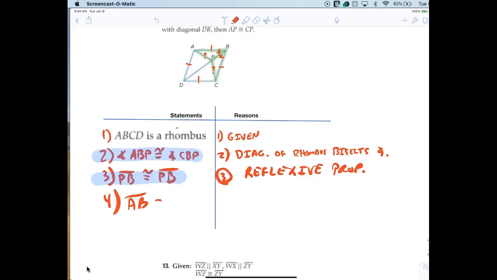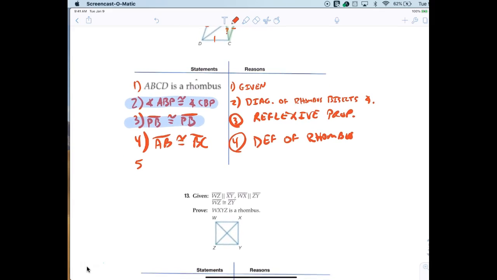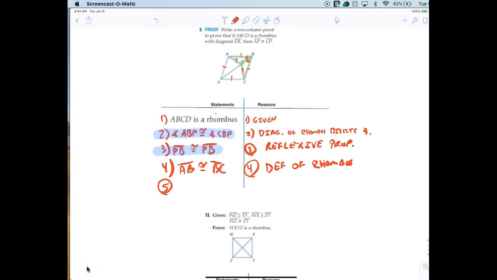AB is congruent to BC. Why is that? Yep, definition of rhombus. All right. So now, step number 5, somebody. Gavin, come on. Now you can say that the triangles are congruent. Yes, you can. Good job, buddy.